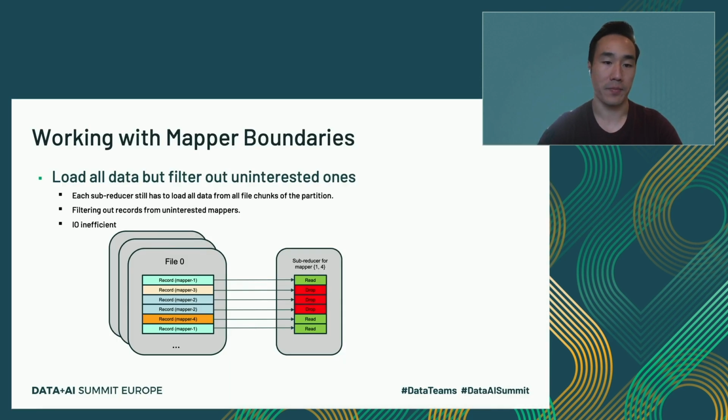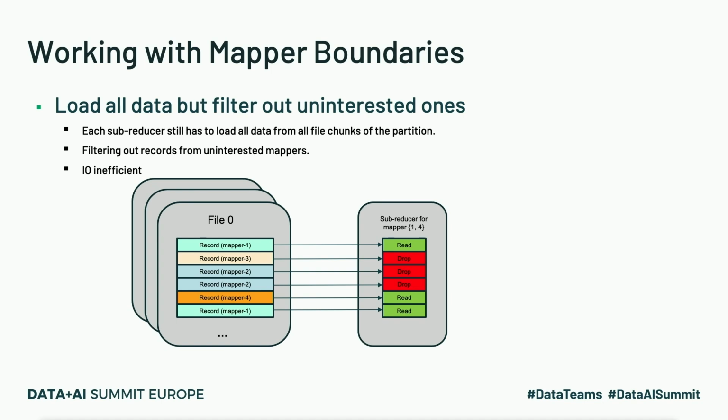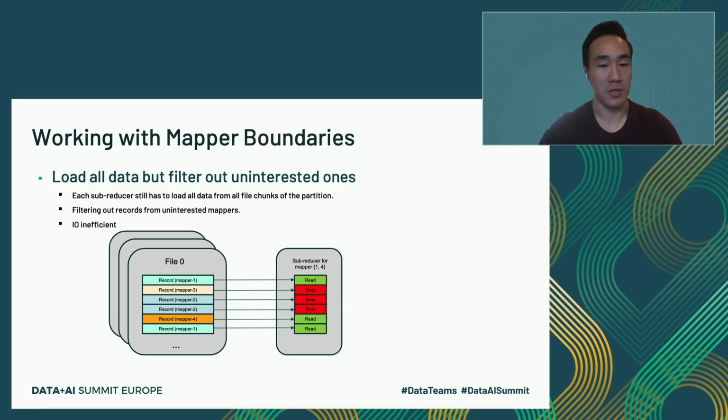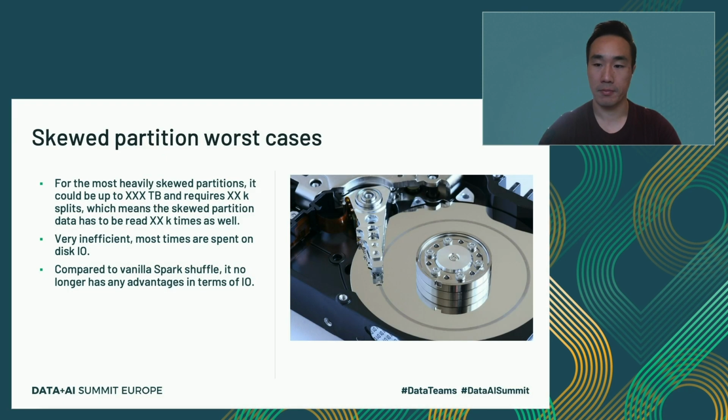As I mentioned earlier, to make Cosco work with mapper splitting boundaries, each subreducer has to read the entire data set of the skew partition, filter out data from uninterested mappers while iterating through the entire data set, and only consume data from its interested mappers. As you can expect, this is very inefficient, since the skew partition data has to be read multiple times, as each subreducer has to read all data. And of course, this doesn't work very well.